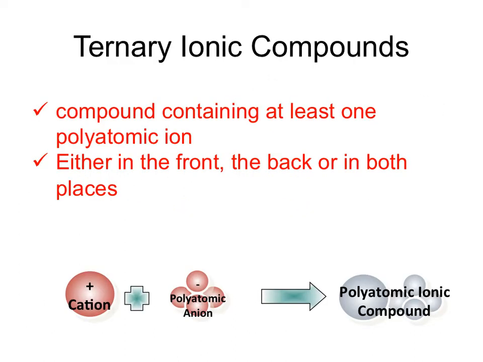So now we're going to focus on ternary ionic compounds. Remember, these are compounds that contain at least one polyatomic ion. You'll find that polyatomic ion most likely in the back, sometimes in the front, and sometimes in both places.